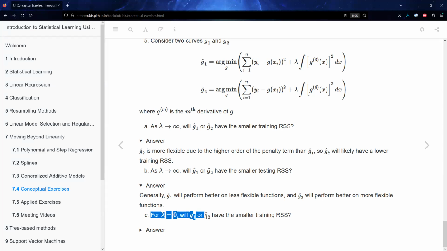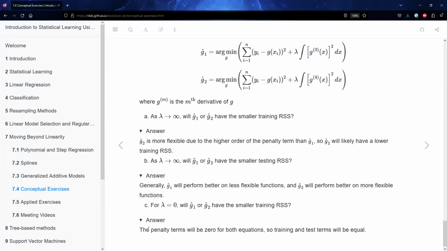And then one more time, if we have zero penalization, what would happen? If there's no penalization, the training and testing terms for the residual sum of squares errors will be equal.